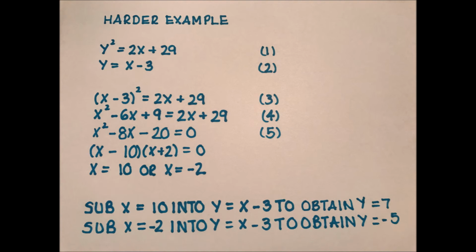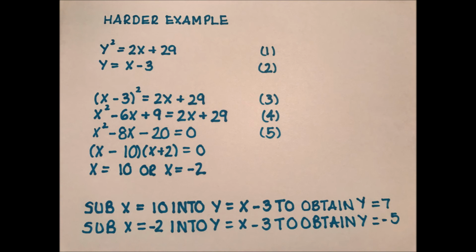We move the terms on the right-hand side of the equation over to the left-hand side of the equation to obtain x squared minus 8x minus 20 is equal to 0. To solve for x, we must factorise this expression to be (x minus 10)(x plus 2) is equal to 0. Hence, the values of x are x is equal to 10 and x is equal to minus 2.